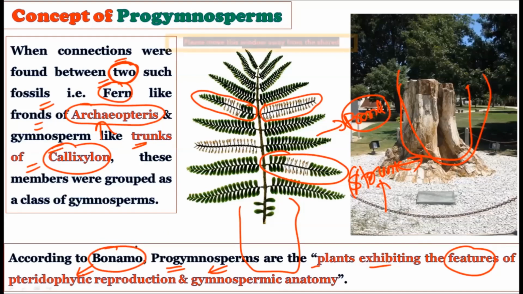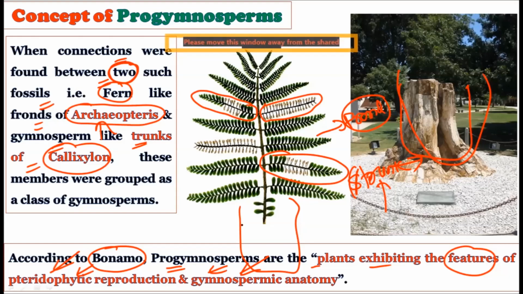See, according to Bonamo, these progymnospermous plants are those plants which show pteridophytic type of reproduction, but when we consider their anatomy, it's a gymnospermous anatomy. So one plant group is showing the characteristics of both plant groups, the pteridophytes and the gymnosperms. Pteridophyte and gymnosperm characteristics are found in the same plants. Like the pteridophytic reproduction is there, and the gymnospermous anatomy is there, present in the same plant group, which is called the progymnosperm.